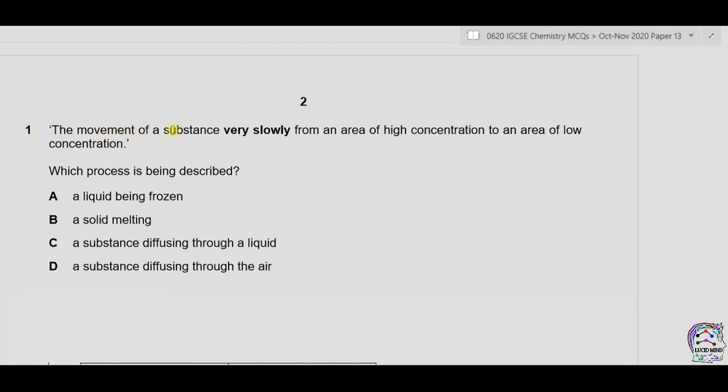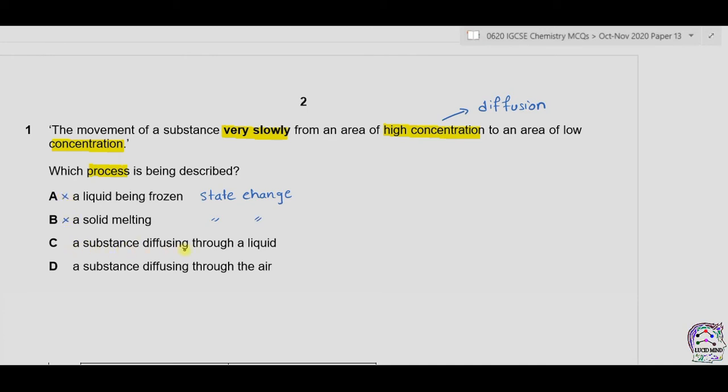Question number 1. The movement of a substance varies slowly from an area of high concentration to an area of low concentration. Which process is being described? Now, movement from an area of high concentration to an area of low concentration is called diffusion. A. A liquid being frozen. Now, this is state change. It is not diffusion. B. Solid melting. Again, this is also a state change from solid to liquid. It is not diffusion. So A and B are incorrect.